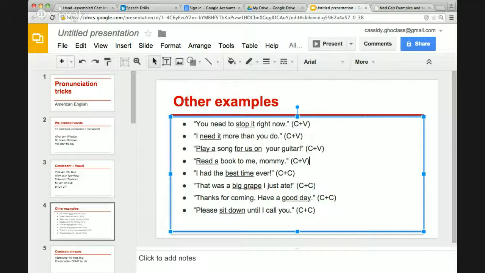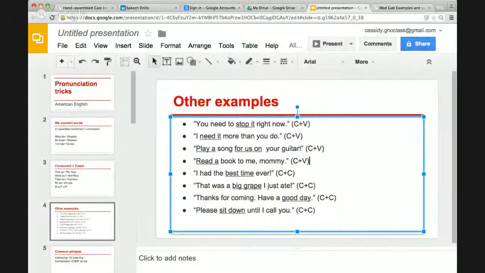I had the best time ever. That was a big grape I just ate. Good.